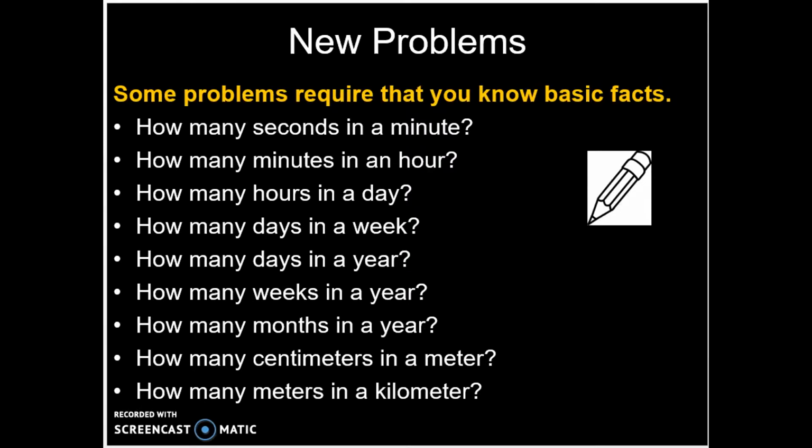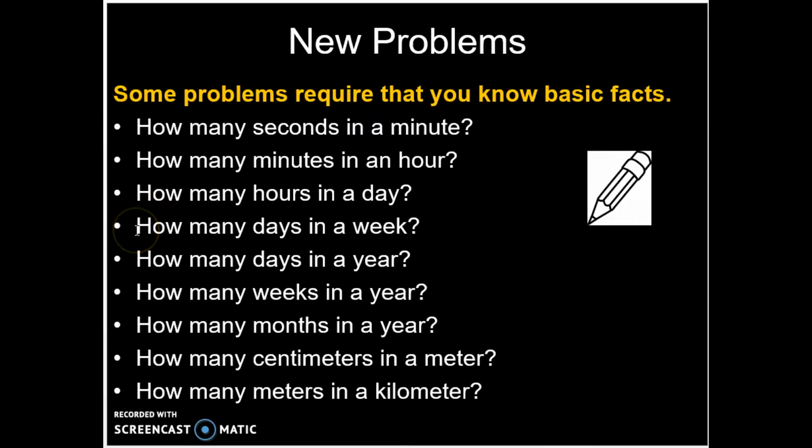Here are some new problems. Some of these problems require that you know basic facts. If you need to look the facts up, you can pause the video. On your scratch paper, how many seconds are in a minute? How many minutes are in an hour? How many hours in a day?